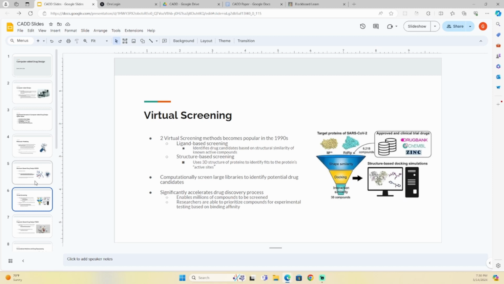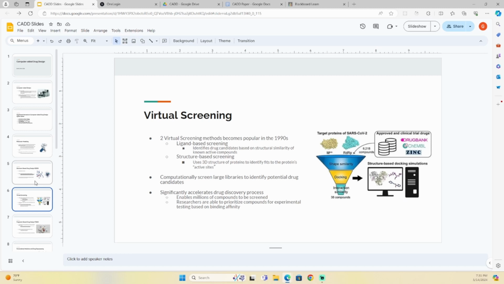You can computationally screen large libraries to identify potential drug candidates, and this significantly accelerates the drug discovery process. These large libraries can get up to the millions of compounds, and these can be quickly screened, and this lets researchers prioritize compounds for experimental testing based on binding affinity.